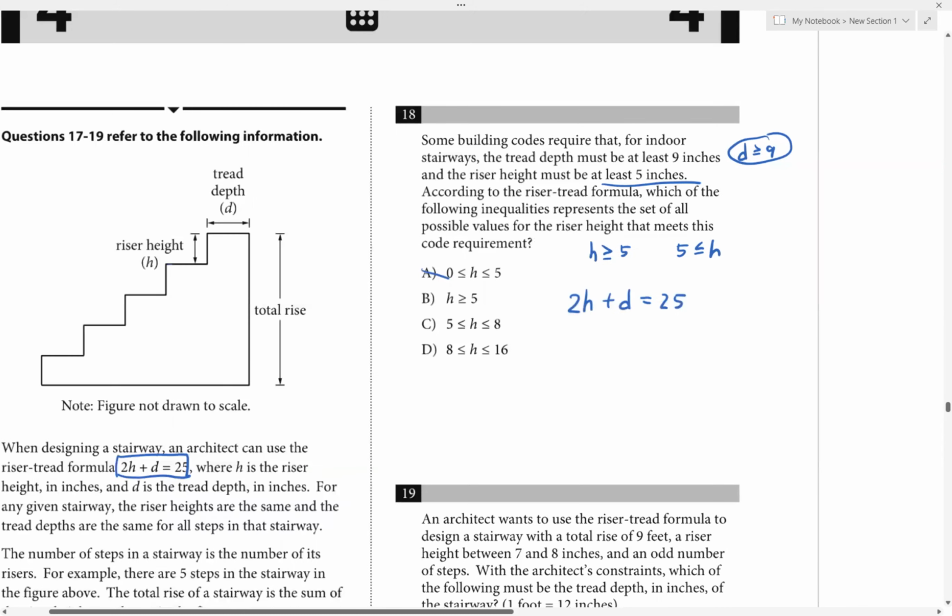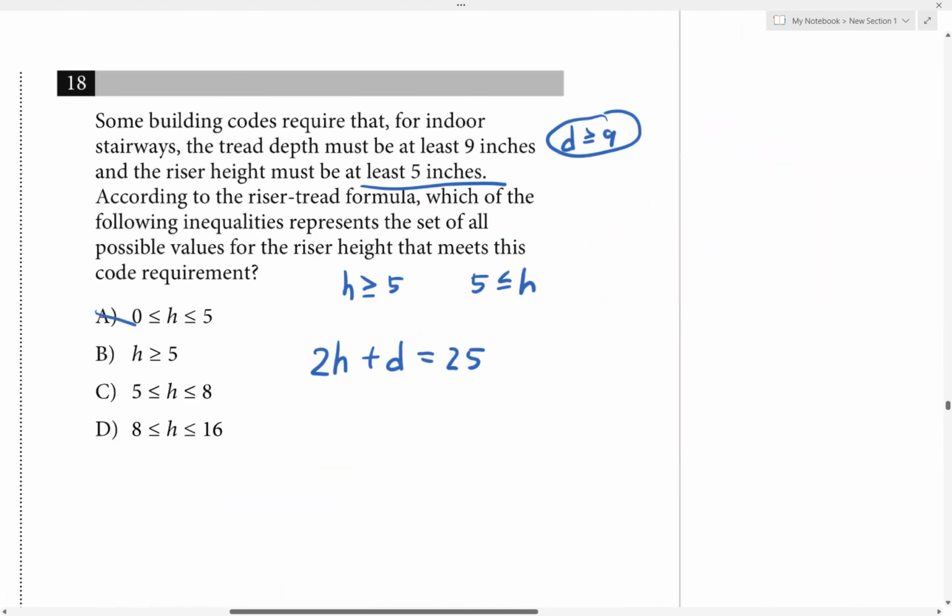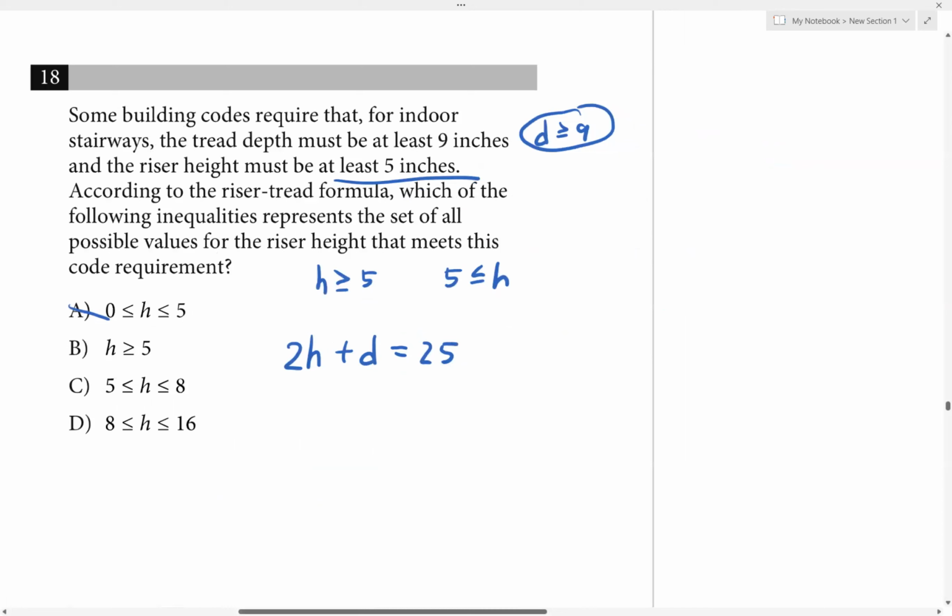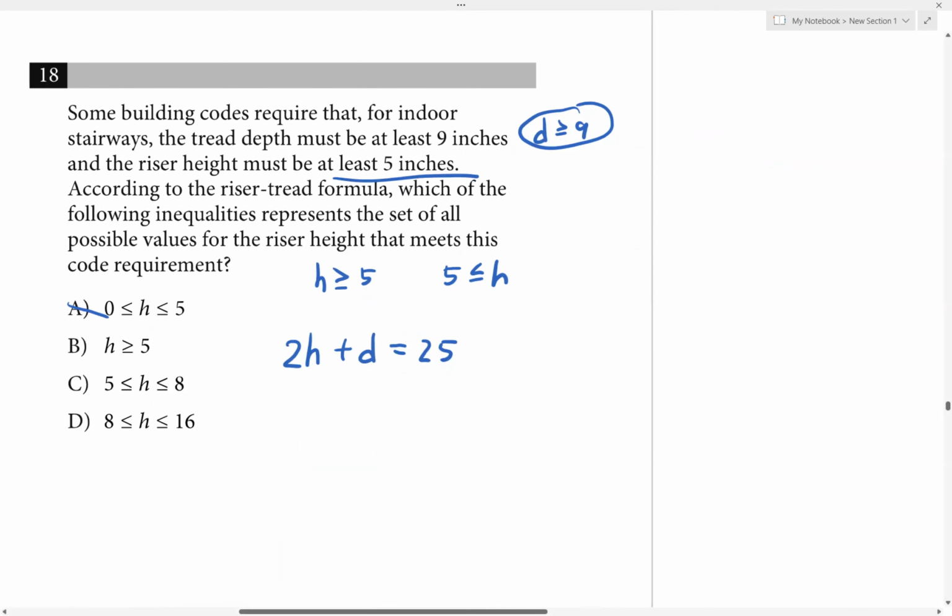Okay. So let's think about this. What we have here, we said D has to be greater than or equal to 9. So let's just do this here. Let's just say, what if D is equal to 9? Let's just assume right now D is equal to 9. We can solve for h. So this will be 2h plus 9 equal to 25. And to solve for h, we do minus 9 on both sides. Okay, so 2h equal to 16. And to solve for h, we divide by 2 on both sides. h equal to 8. Right, so when D equals 9, we know h should equal 8. Right, so they add to 25.